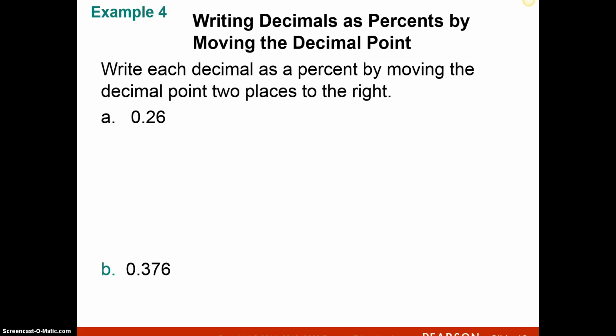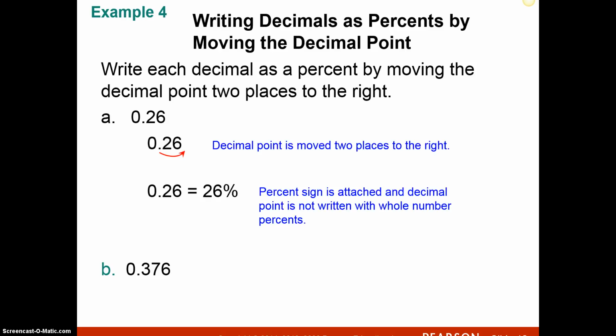All right, so here we want to write each one of these decimals as a percentage. And so again, we're multiplying by 100, but when we multiply by 100, we're really just moving that decimal twice to the right. So 0.26, move it twice to the right, and we just get 26%. One thing you want to be really careful with is, since you're going from a decimal to a percent, you always want to make sure you add that percent sign back onto your final answer.